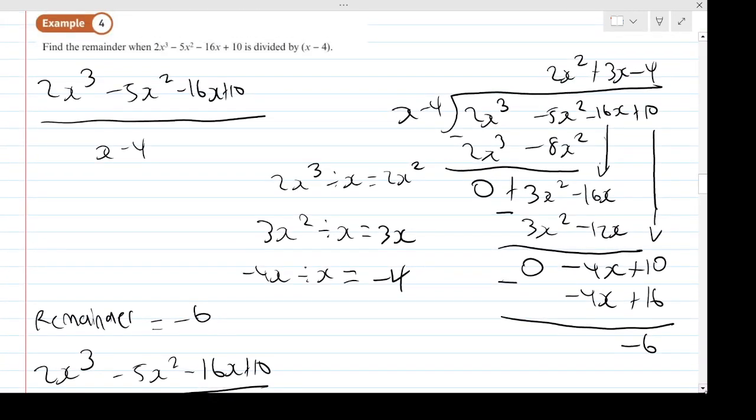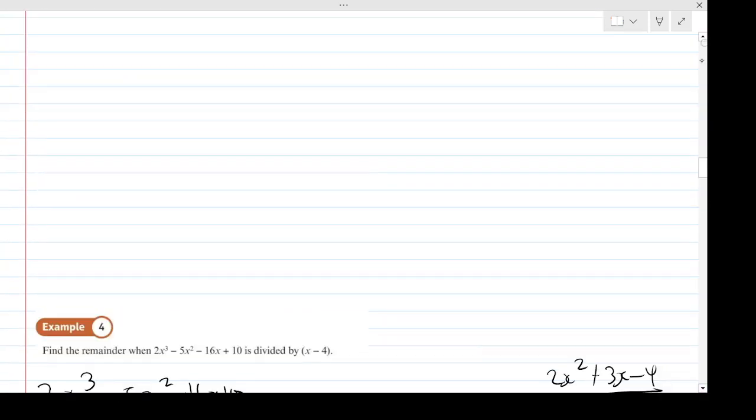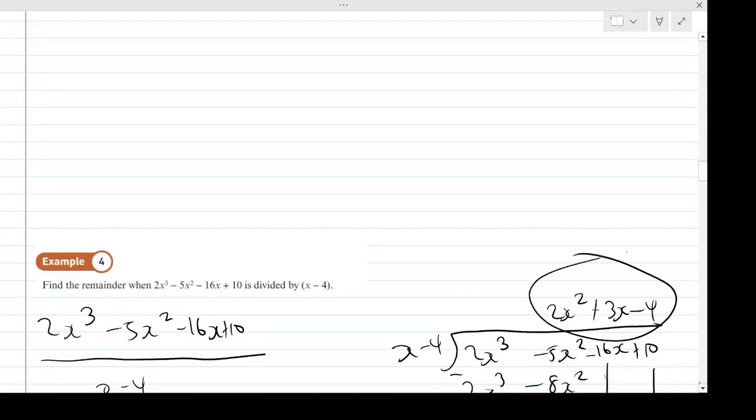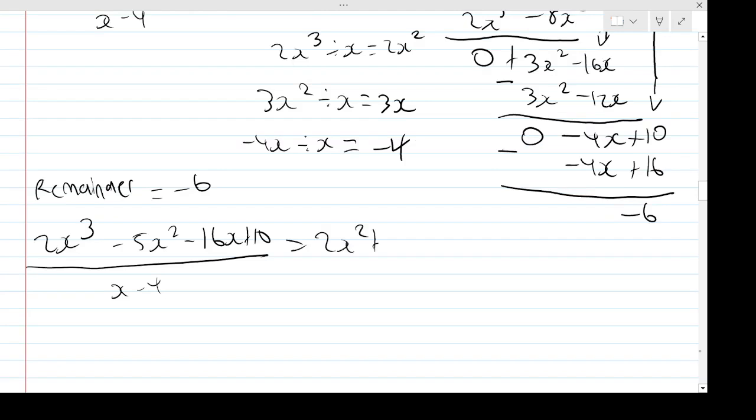What these quotients and remainders mean is that this gives us firstly the quotient of 2x squared plus 3x minus 4, and a remainder of minus 6, but it's a remainder, right? So minus 6 left over from x minus 4. Okay, and there we are. And we could just say it's minus 6. So that's what that simplifies down to.